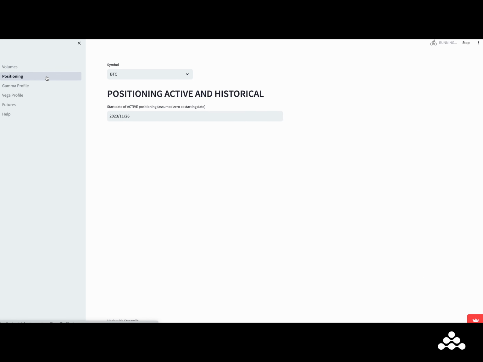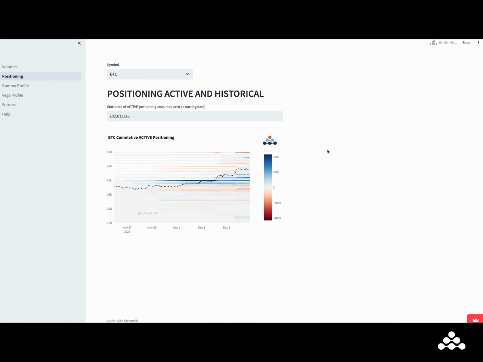Jumping to the positioning, same type of idea here. Again, running in the upper right-hand corner, we'll see the net positioning, or the open interest, for a given contract. This assumes that at the beginning of the date, the position is 0. So we're looking over this date range at what the current positioning is for a particular contract.